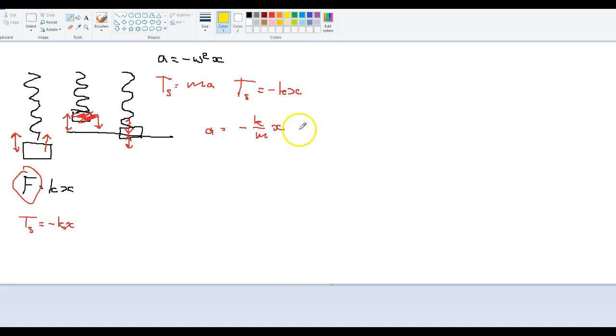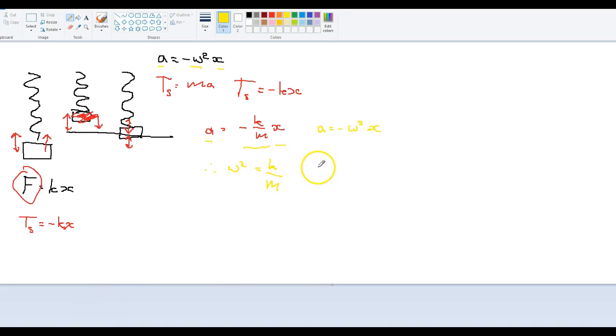The next little magical step occurs here, because if the acceleration equals minus k over m times x, and the acceleration is also equal to minus omega squared x, as we've seen already, therefore omega squared is equal to k over m.